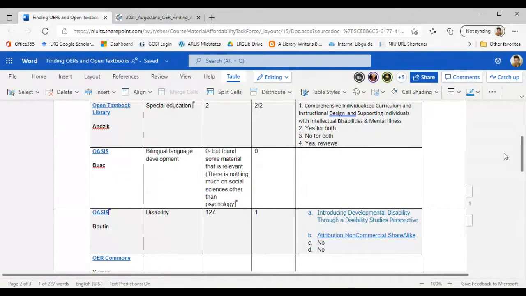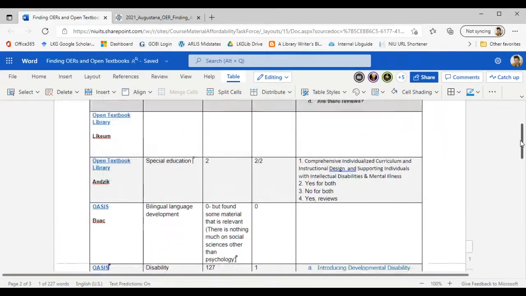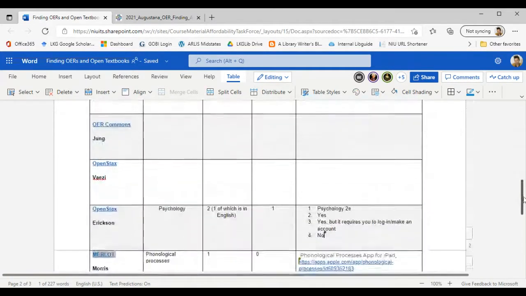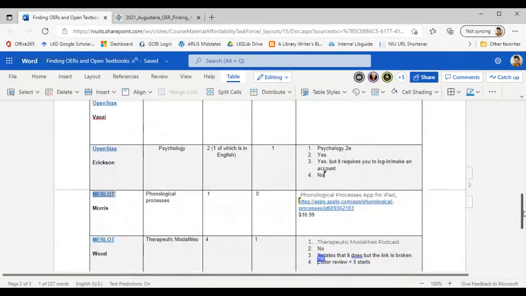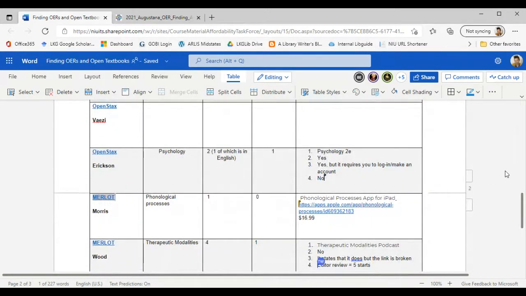I can talk about mine. I had OpenStax, and it was relatively easy to navigate the website overall. It seems more geared towards math and science subjects, so a lot of algebra, calculus, statistics, that kind of thing, and a little bit less in the social sciences or humanities, I would say.